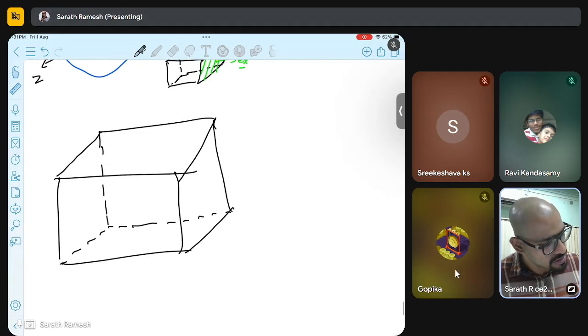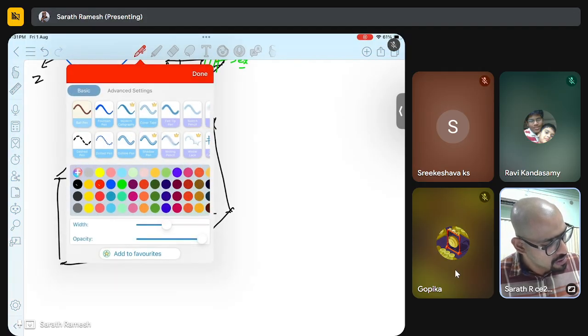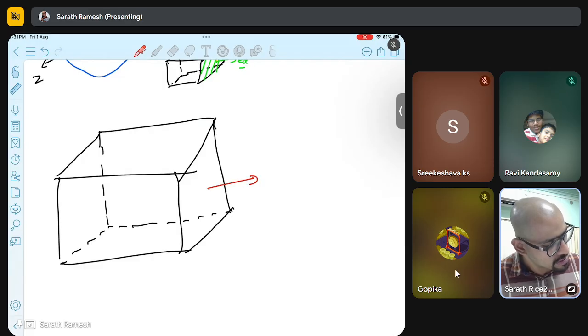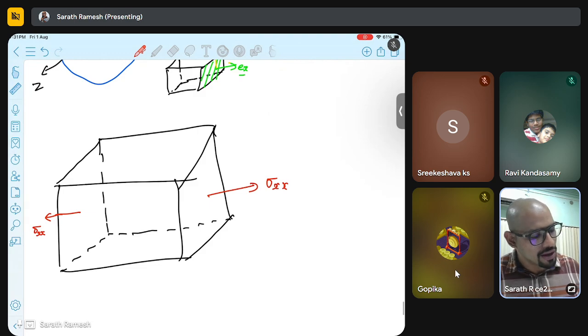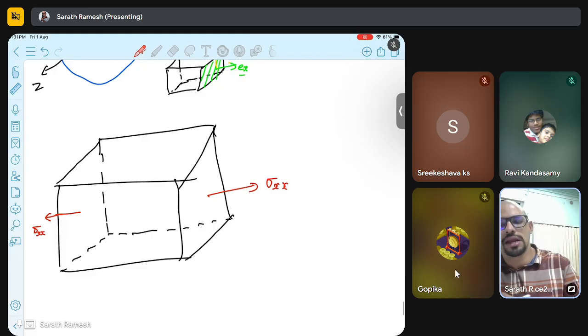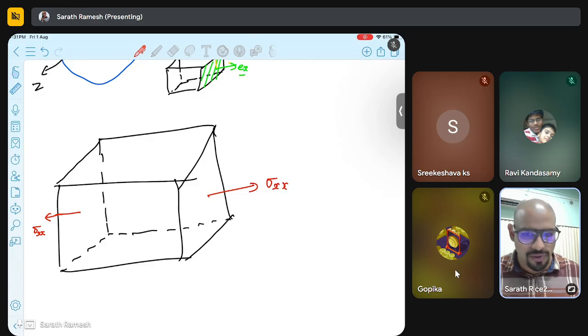So this is sigma xx. Similarly, the back side, this is the right side of the cube. Similarly, the left side pointing outwards is sigma xx, right? Why? Because on the left side, the positive outward normal is along the negative x-axis. So that is positive.